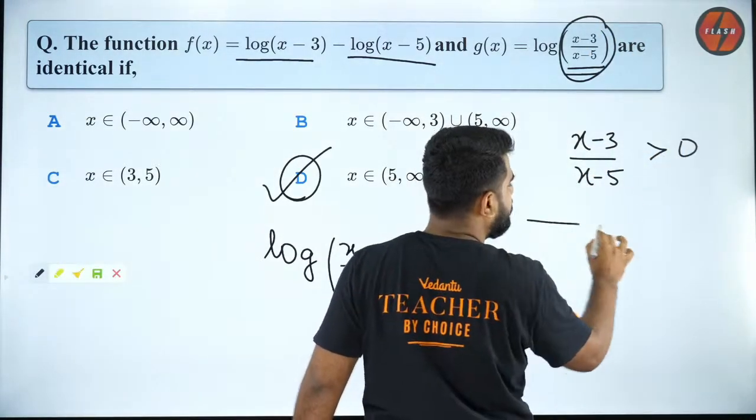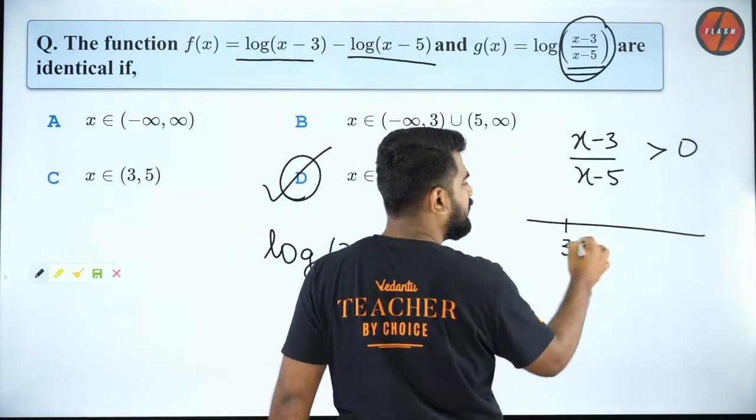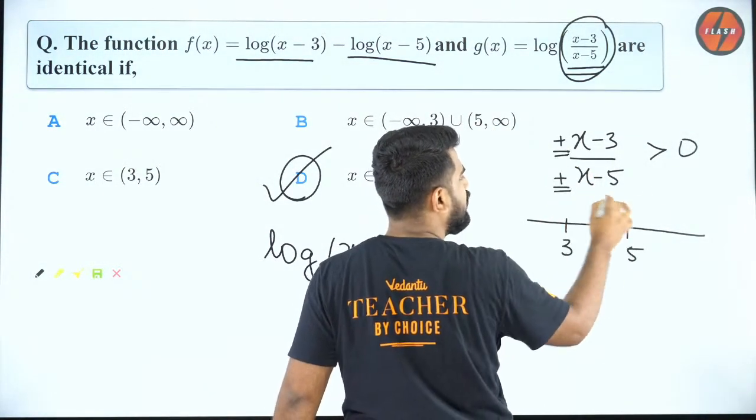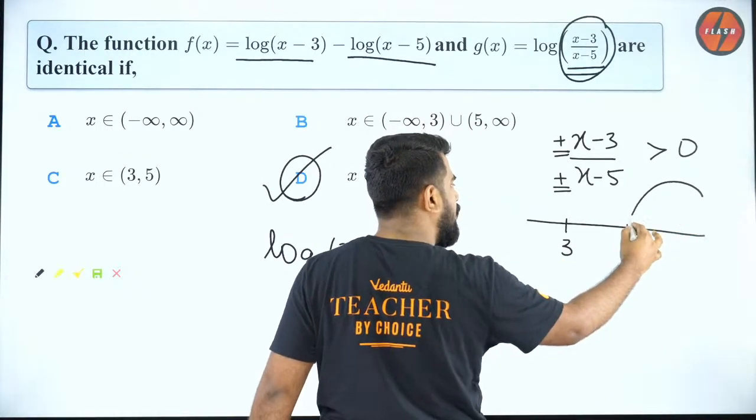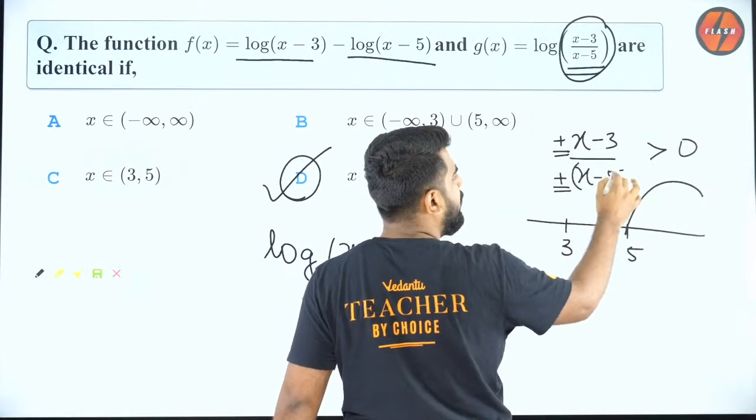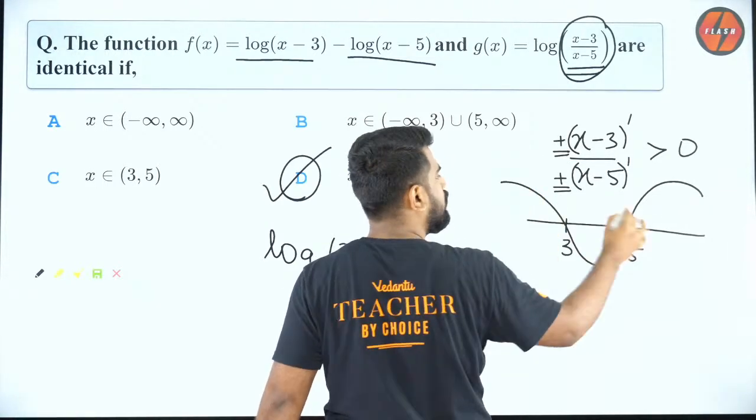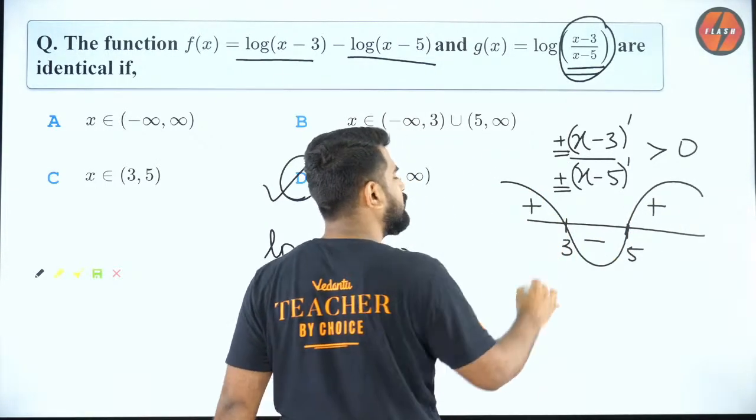So I will take my wavy curve. I will plot 3 and 5. And since both the leading coefficients are positive, I will start from the right side top corner, and the powers are also odd, so I will go alternating in sign. So this is plus, this is minus, and this is plus.